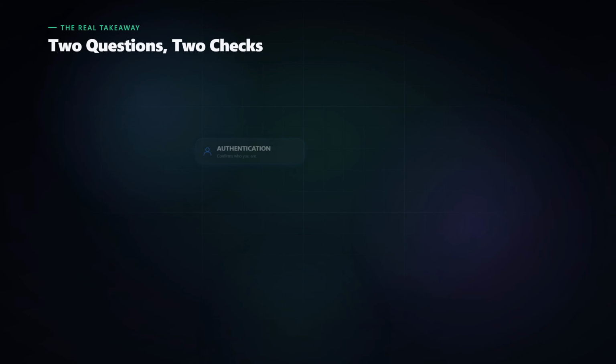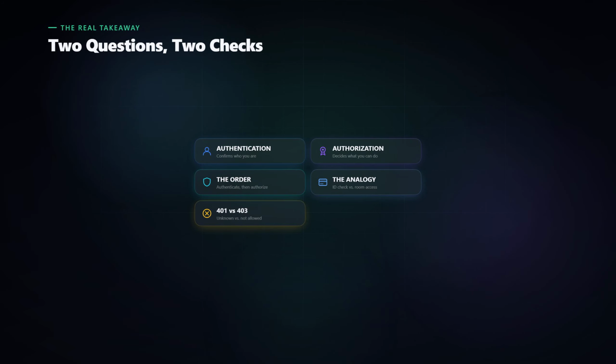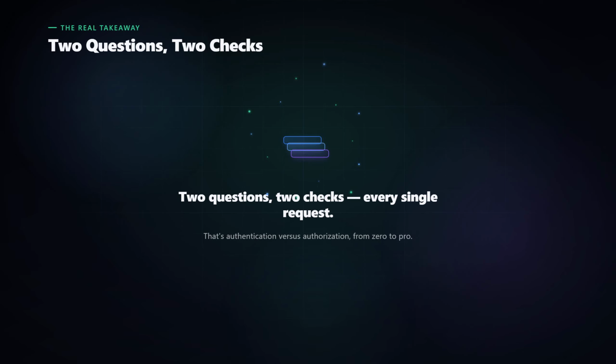So, two questions, two separate checks. Authentication asks who you are and confirms your identity. Authorization asks what you're allowed to do and enforces that boundary every single time on every request. That's authentication versus authorization from zero to pro.